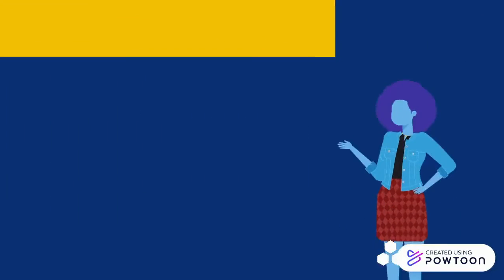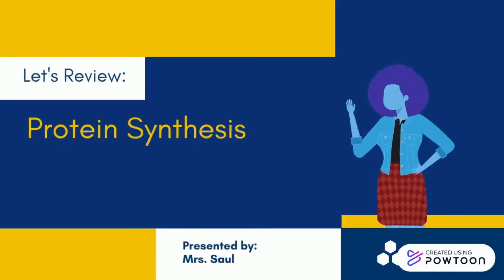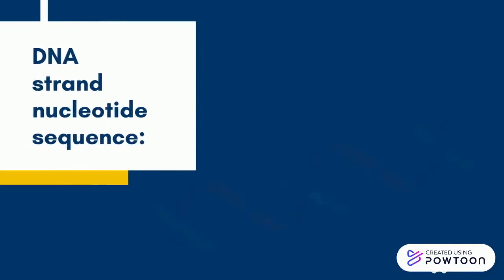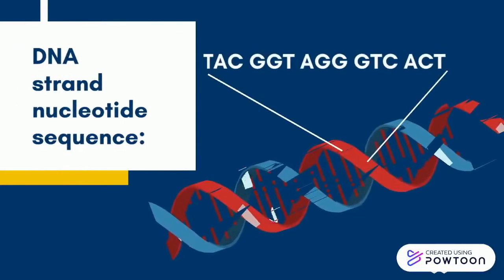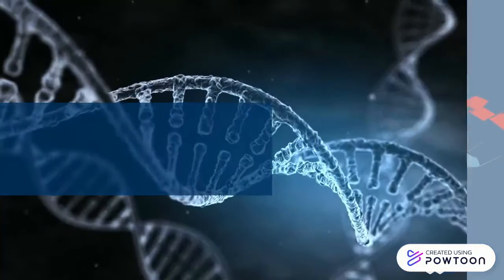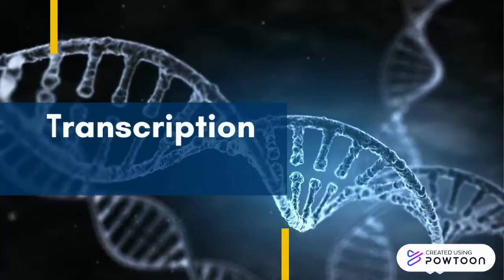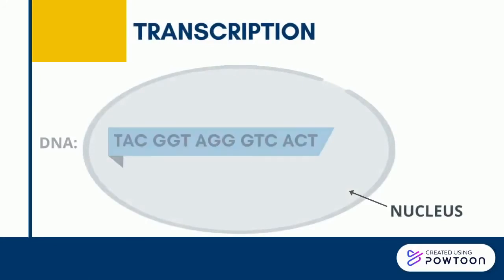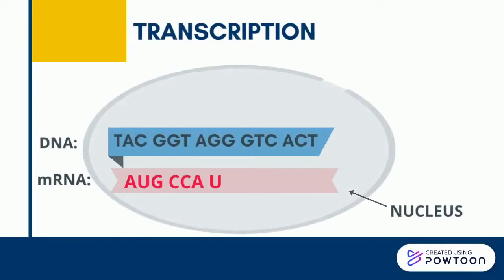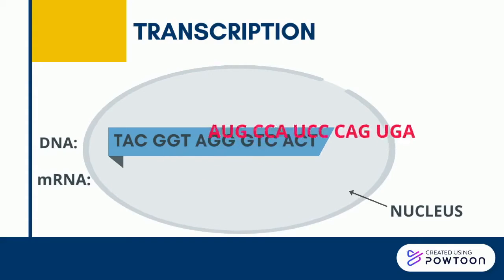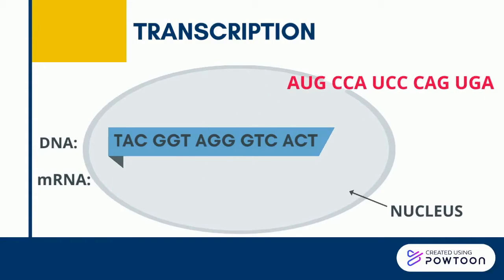Let's review the process of protein synthesis with an example. Here we have a DNA molecule with the following nucleotide sequence. The complementary mRNA strand is going to be created in the nucleus during transcription. Recall that A complements U, T complements A, C complements G, and G complements C. When transcription is complete, the strand leaves the nucleus.